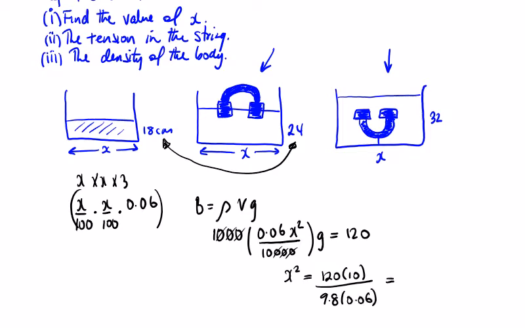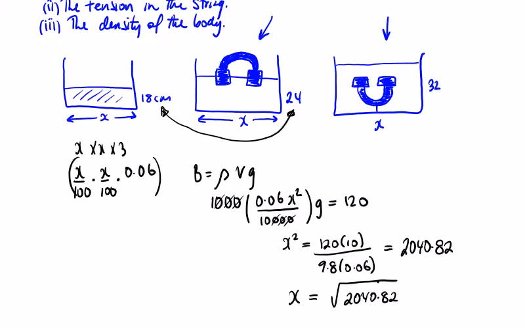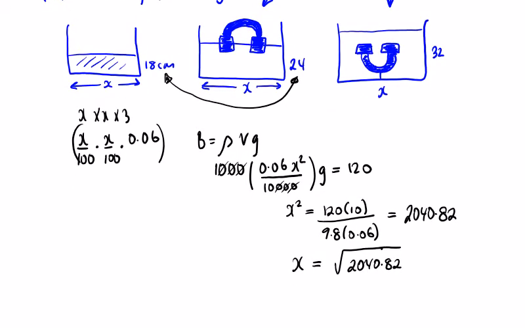So that would give us 2040.82. So X squared is 2040.82, and X is the square root of that number. X is equal to the square root of 2040.82, and the square root of 2040.82 is 45.2 centimeters. Okay, that's part 1.